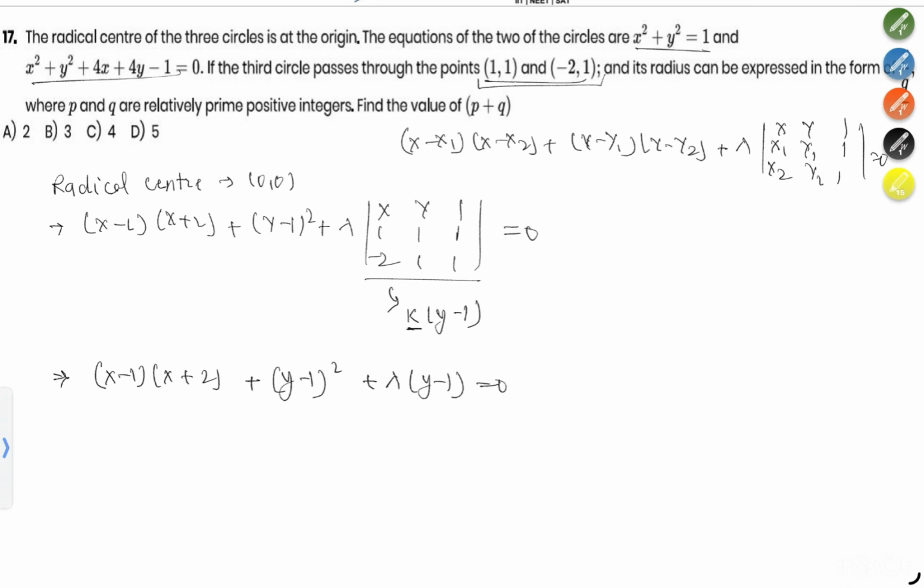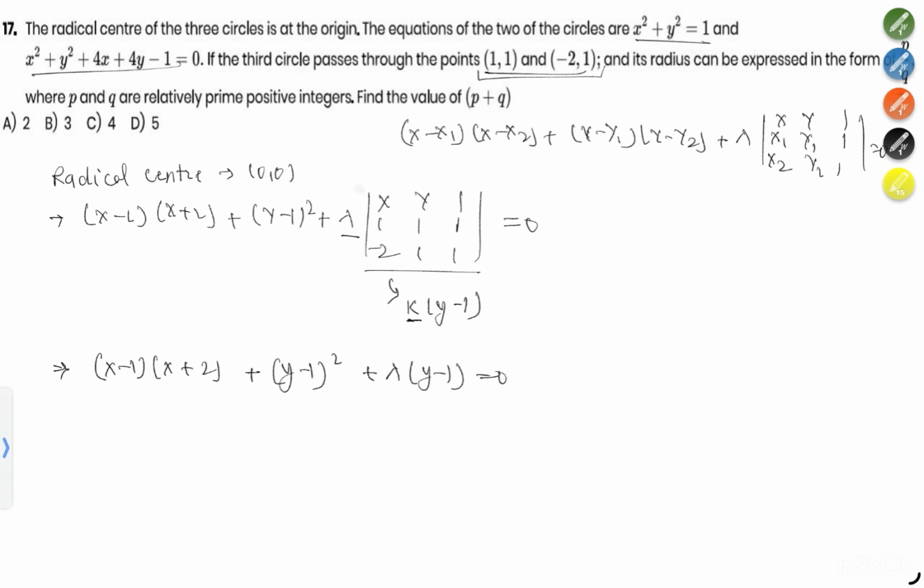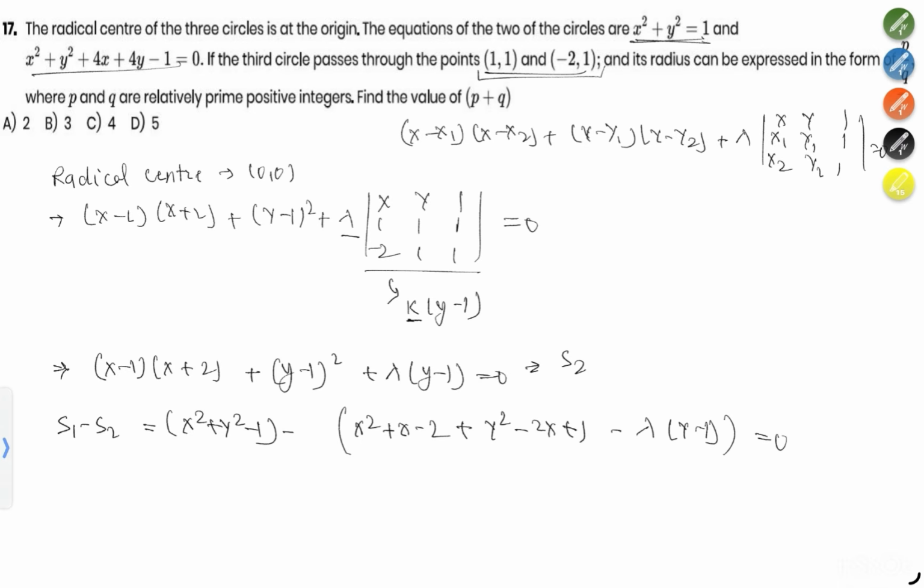I am not writing k because lambda is also a constant, so writing two constants does not make any sense. So this is our circle, let us assume that is S2. And one circle is given to be S1. So the radical axis we can find as S1 minus S2, which is x square plus y square minus 1 minus x square, plus 2x minus x, so plus x minus 2 plus y square minus 2x plus 1 minus lambda times (y minus 1) should be equal to 0.